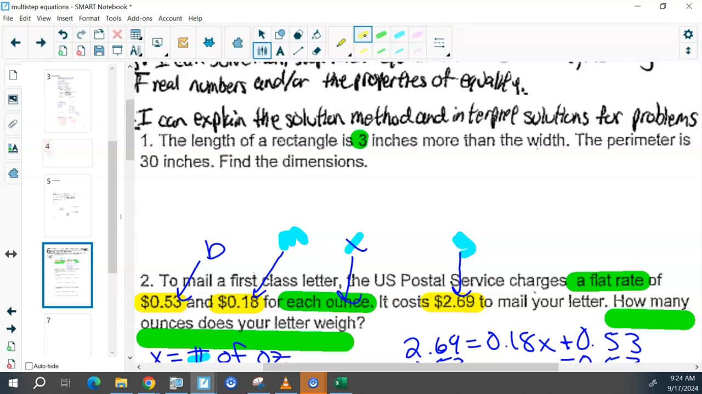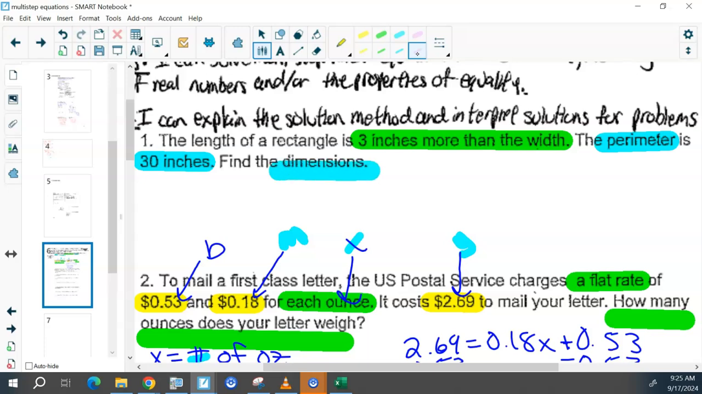3 inches more than the width. What else? Okay. The perimeter is 30 inches. And then what are we looking for? The dimensions, which means both the length and the width. We're going to end up finding those two things. So because we're finding 2 variables, not just one, this one's going to be set up a little bit differently.